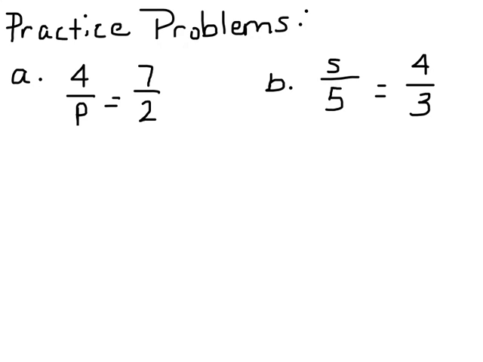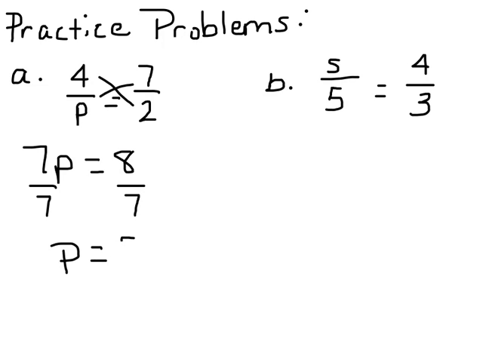Let's work your practice problems. We're going to cross multiply again. 7p equals 8. We're going to divide by 7 on both sides, and p is equal to 8/7, or 1 1/7.